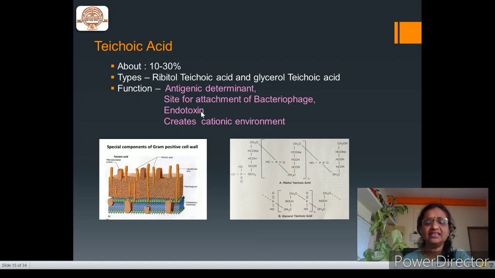Next, they act as an endotoxin. During cell division the role of endotoxin is there, as well as in case of pathogenic bacteria, endotoxins have much importance. Teichoic acid also creates a cationic environment surrounding the cell surface. So these are the variety of functions performed by teichoic acid. And our peptidoglycan performs as a backbone. It is a slab of the cell. It maintains the rigidity of the cell.